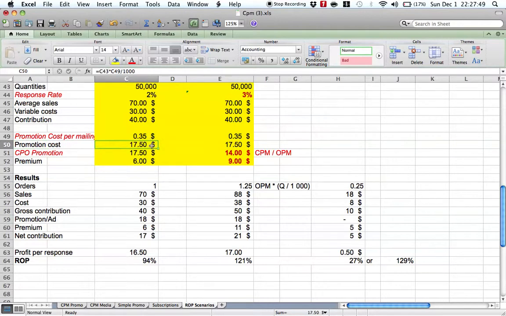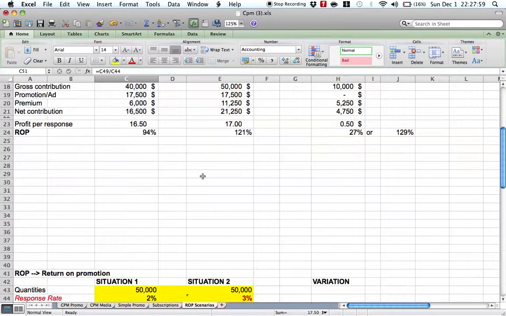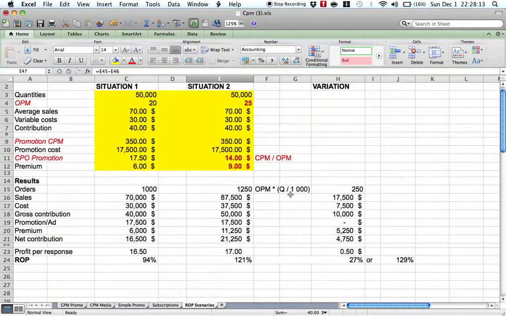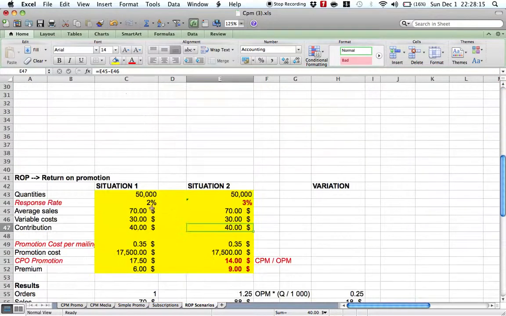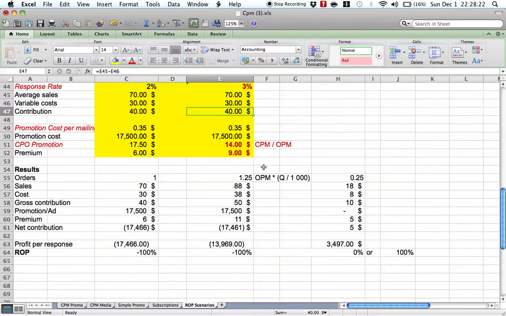1750. Now that we see the other formulas in here, we can get rid of these thousands, and we'll get that same number again. This is the same number that we have up here, but we're just removing all of those complicated thousands. Premium cost is a set number. You can't argue with that. It's $6. Same with this. And so we have the exact same numbers as we would have up top. So that 2% was at 20, and that 3% is at 25 orders per 1,000. Doesn't that make a lot more sense?